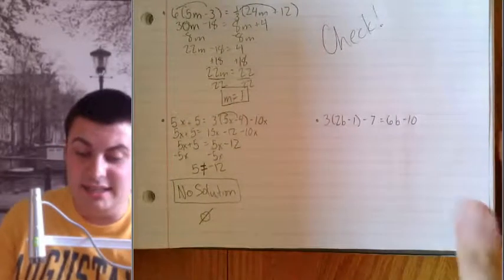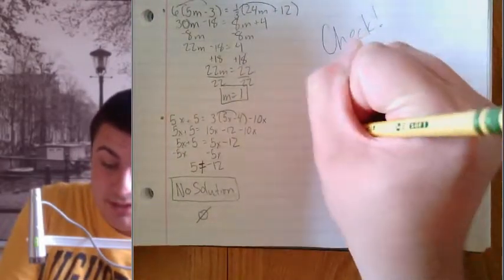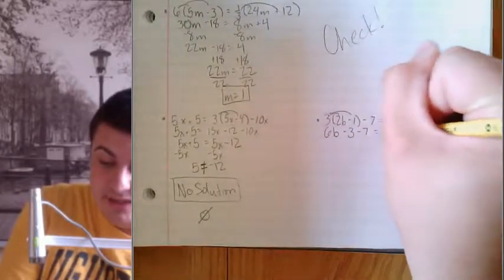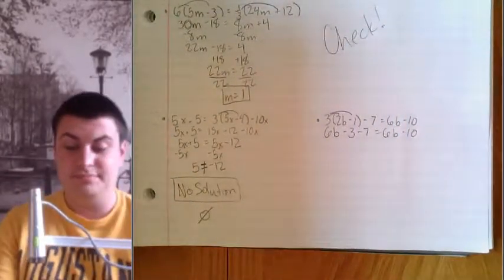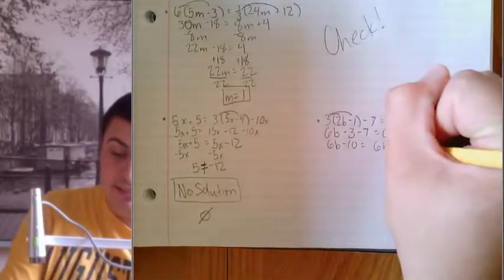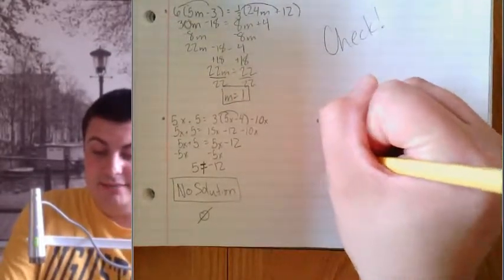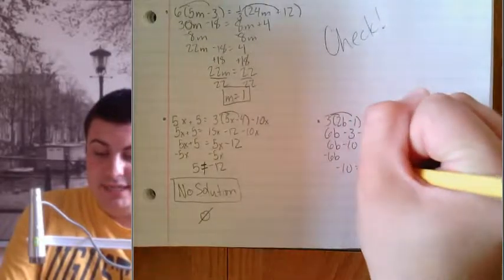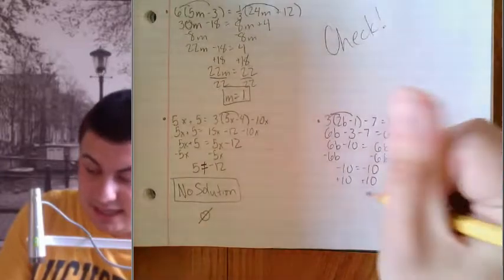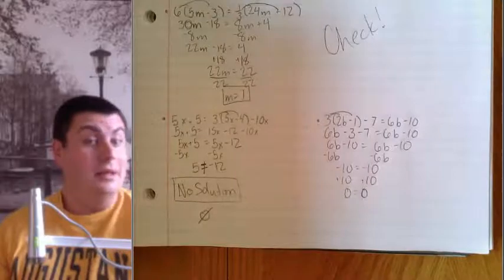All right, let's take a look here. Looks like we need to start by distributing. We distribute this 3 to get 6b minus 3 minus 7 equals 6b minus 10. We combine like terms: 6b minus 10 equals 6b minus 10. We bring our variables all to one side, so negative 10 equals negative 10. We bring our constants all to one side, and we see that 0 equals 0. Does 0 equal 0? Yes, it does.